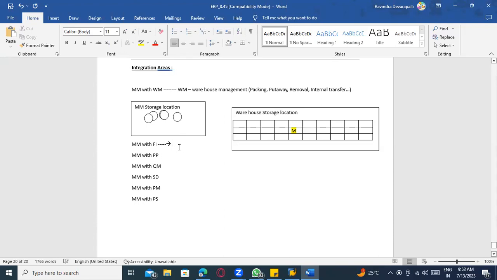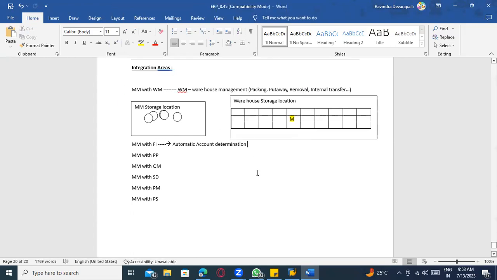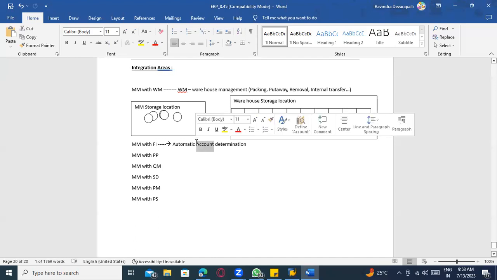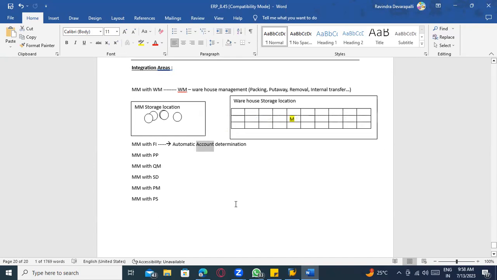So generally what will happen here is automatic account determination. What is automatic account determination? It is finding the proper GL account to post the value to, based on my process. MM has different processes, right? Scrapping, goods receipt, goods issue, transfer postings. We have different stock transfers. Based on that, the finance team will update their accounts and tally them. If anyone is doing any fraud, like misleading with the stocks, they can easily find it based on automatic account determination. Clear?